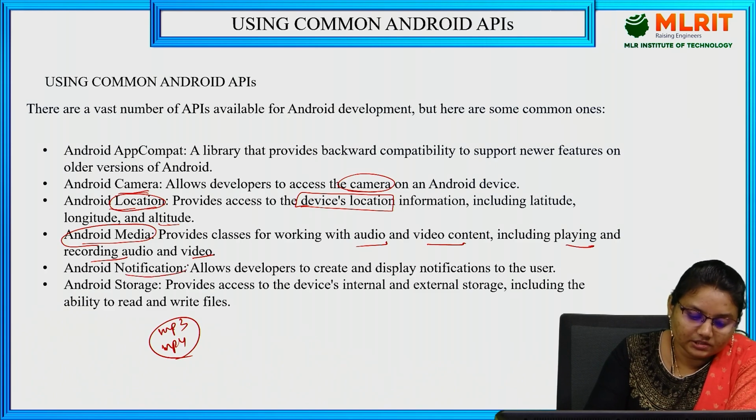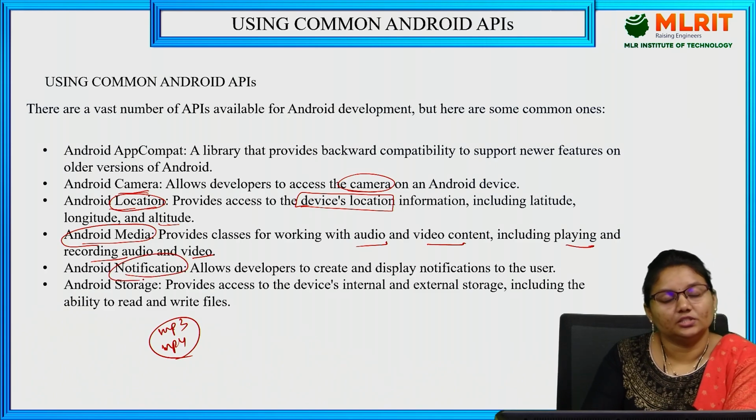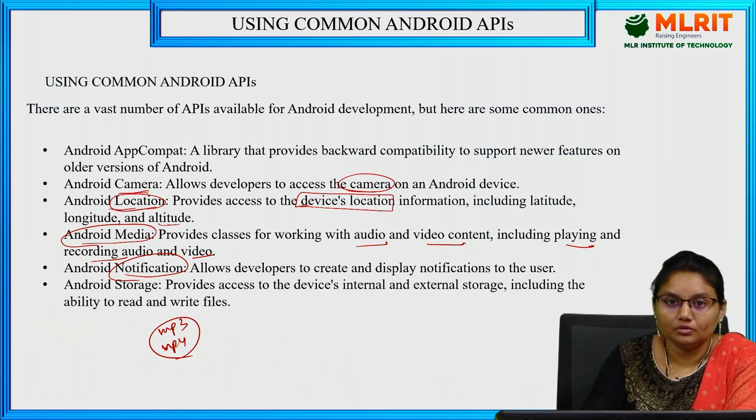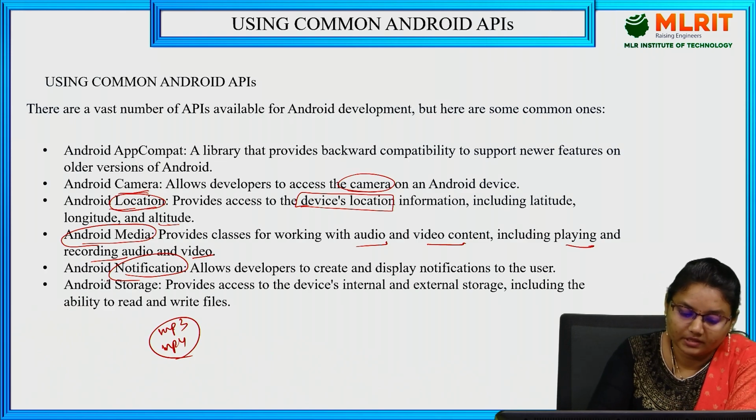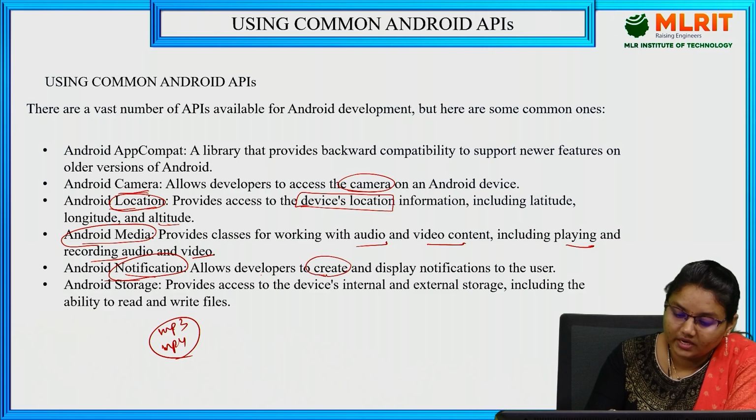Next, notification. Whatever application you are using, if there are any notifications, they have to be displayed. If the notifications are on, then only they have to be displayed. So how is it going to display? Suppose you got some notification from the Amazon application, then it has to display it, right? It does so by using this Android notification, which allows developers to display notifications to the users.